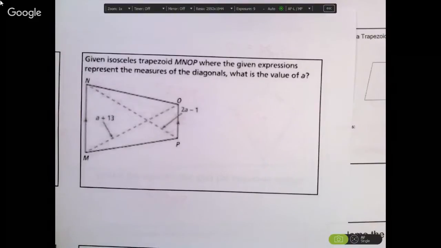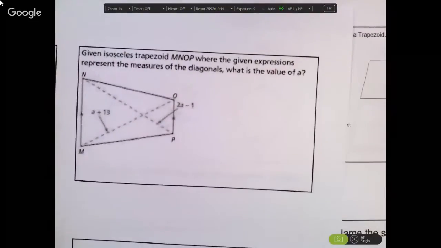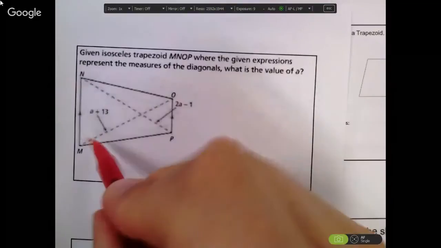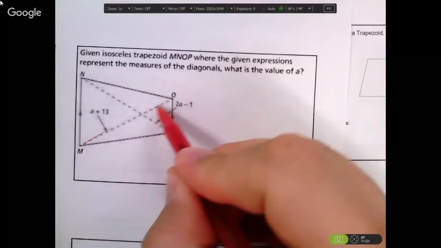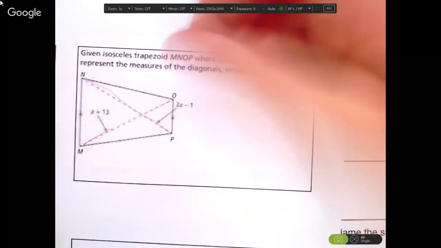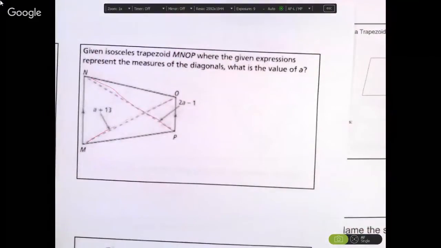Given isosceles trapezoid, where the given is the diagonals, what is the value of A? So what do we know about these? And honestly, when I look at this problem, they're telling me that this length here is A plus 13, and this length here is 2A plus 1.